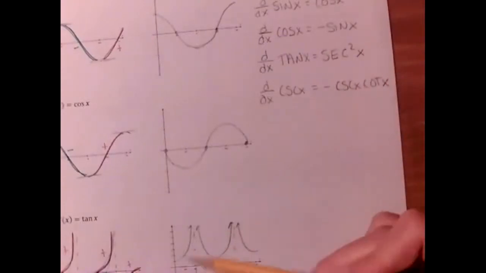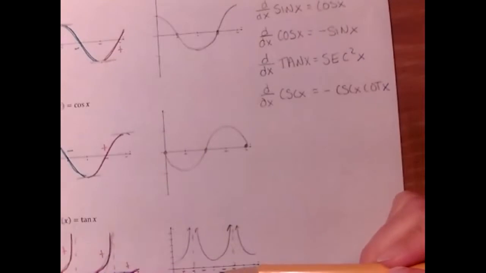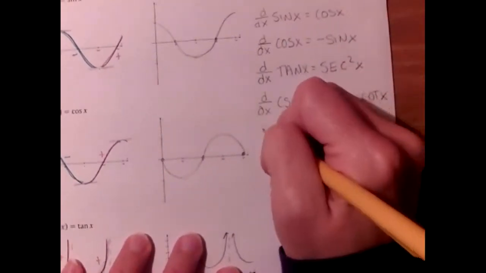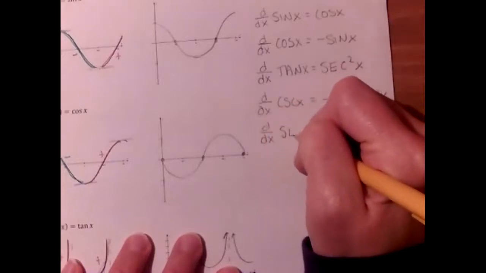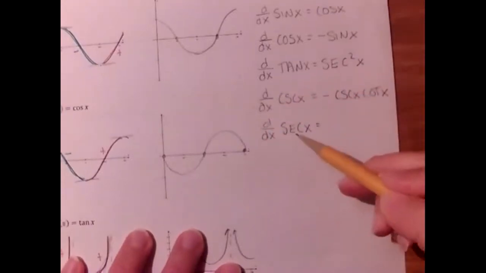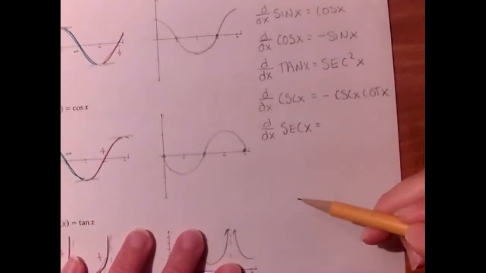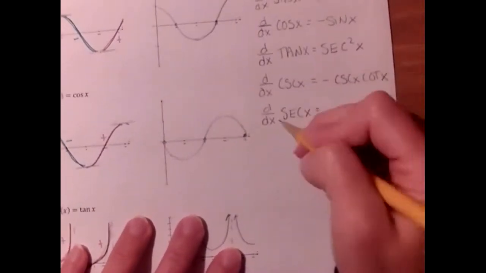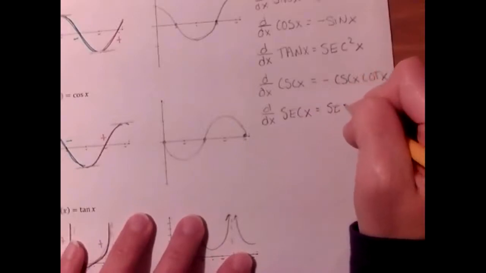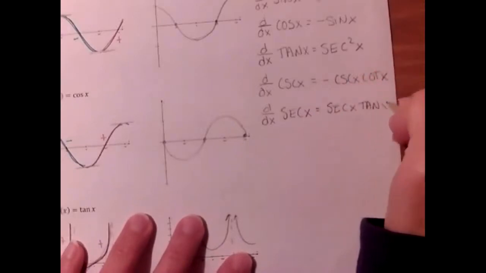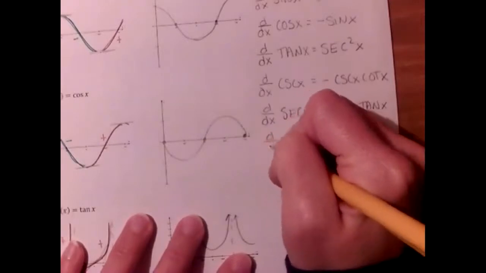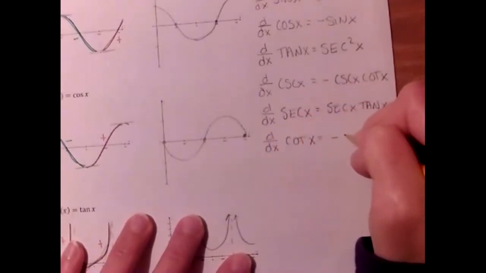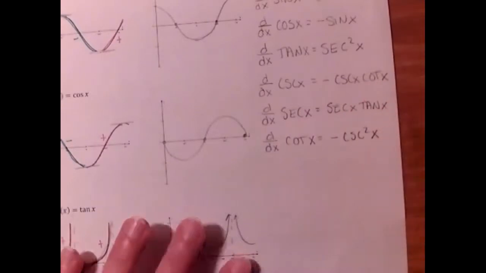Now, I'm not going to force you through any more of these explanations. I'll just write out what the rest of them are. But if you wanted to do the derivative of secant, you could write that as 1 over cosine and then do a quotient rule to see what it comes out to. But the derivative of secant is secant tangent. And then the derivative of cotangent is negative cosecant squared.